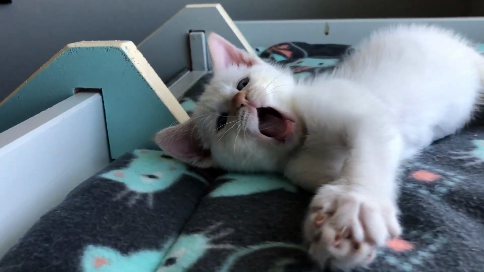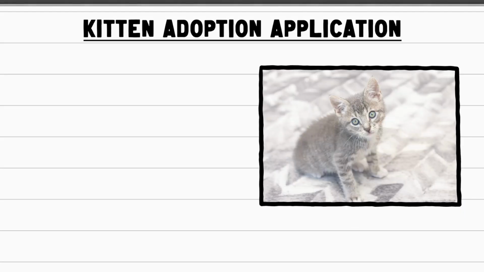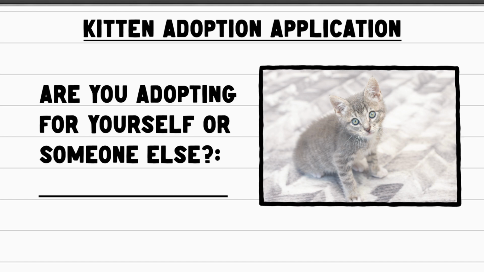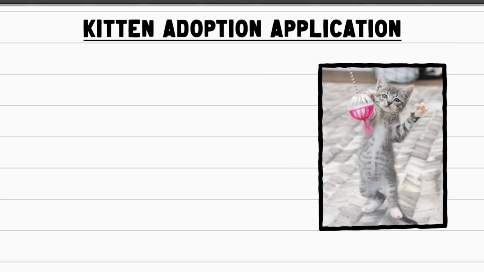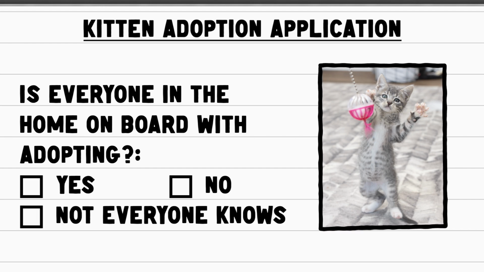Next, you can ask a series of quick questions. These are those multiple choice or yes or no questions. Some of the quick questions I like to ask are things like, are you adopting for yourself or someone else? In general, it's a good idea to have the person who's going to be adopting be the person who's applying. I also ask, is everyone in the home on board with adopting? You can put yes, no, or not everyone knows. To me, it's important that the whole home be in agreement.